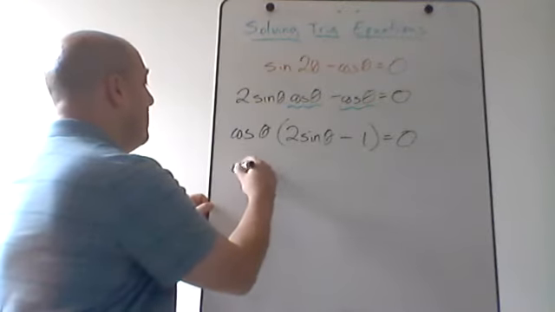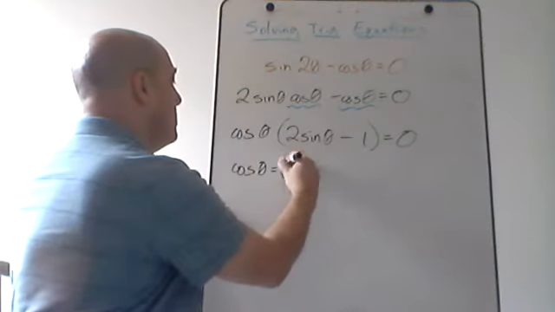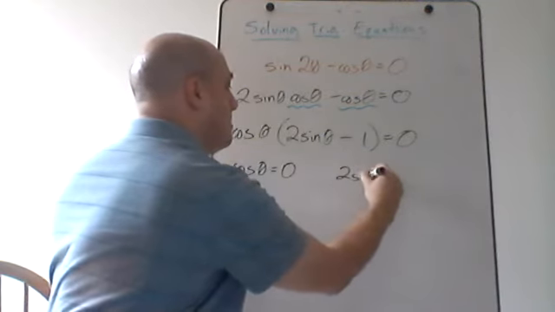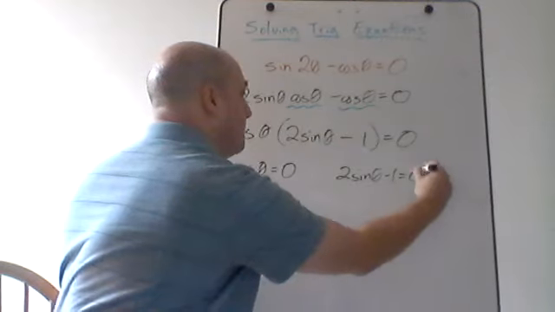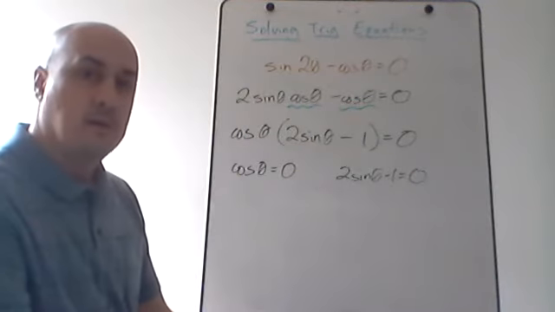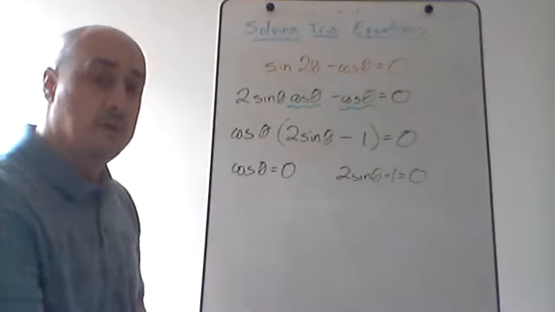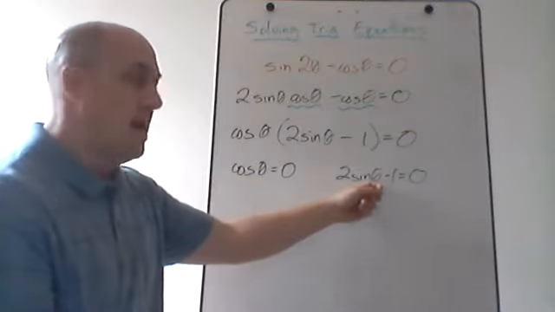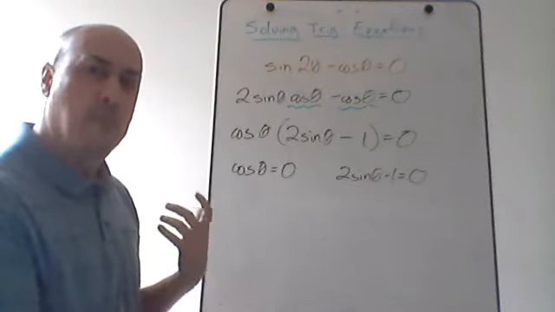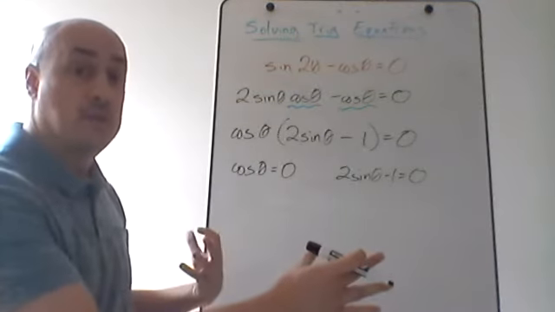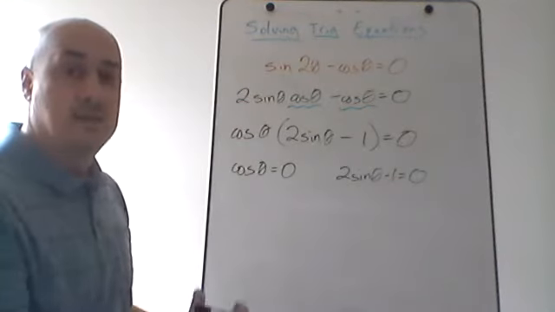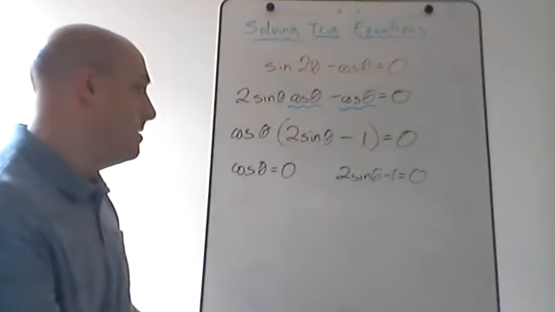I can say cosine of theta is equal to 0, and I can say 2 sine of theta minus 1 is equal to 0. And now I have two separate equations, but this one's just cosine and this one's just sine, so it's not a problem that I have one of each because now they're in two separate equations. Now I can proceed and actually solve this problem and figure out my solutions.